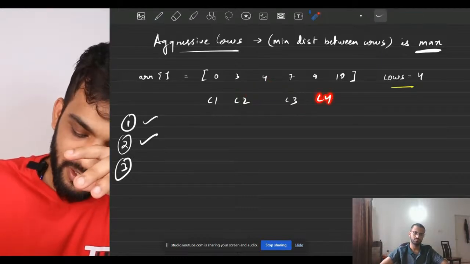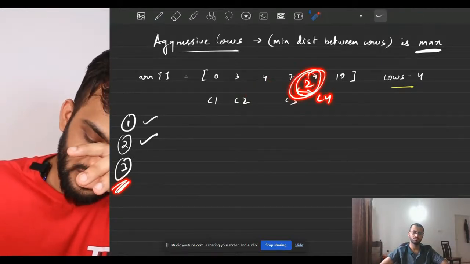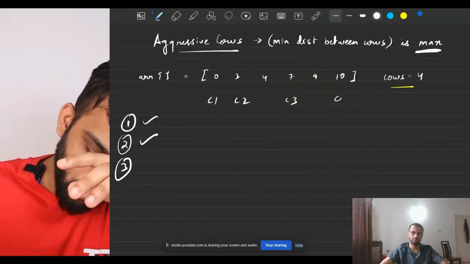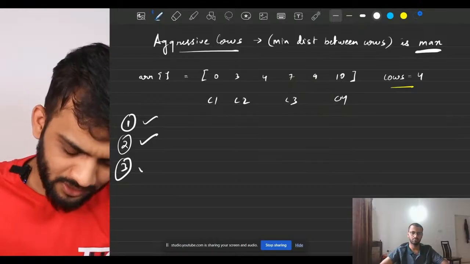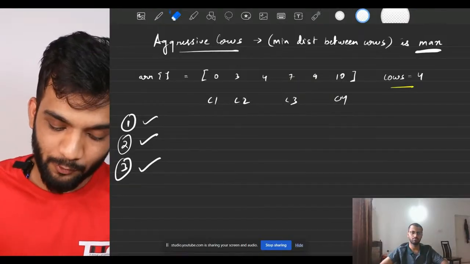Can C4 go here? No, because the distance is 2. Maintain 3. Can C4 go here? I'll say yes. Why? Because the distance is 3 and that is what I'm requiring. 4 cows, please. Thereby 3 is also possible. Okay, with 3 also I can place 4 cows.